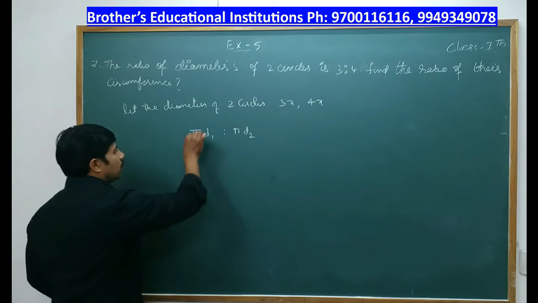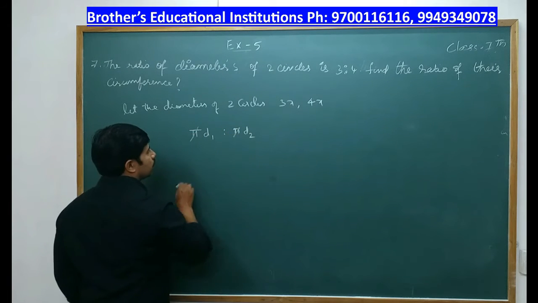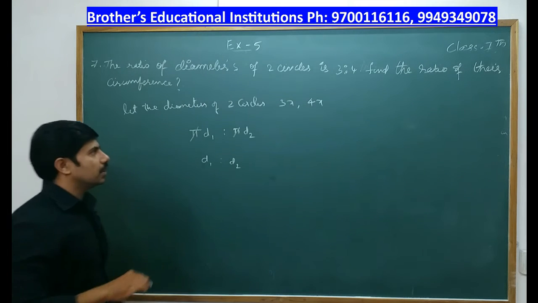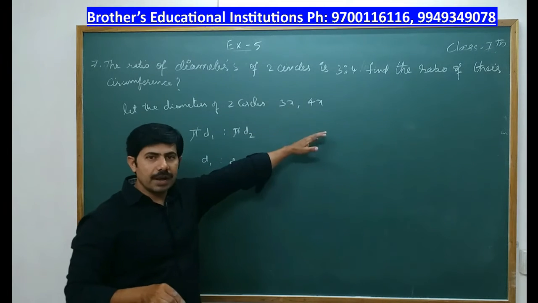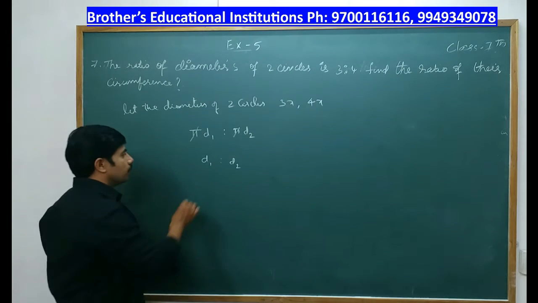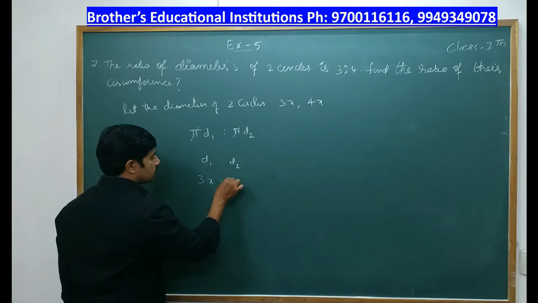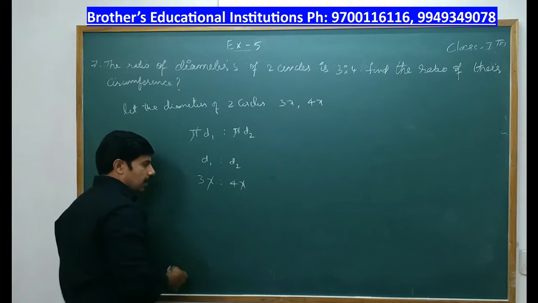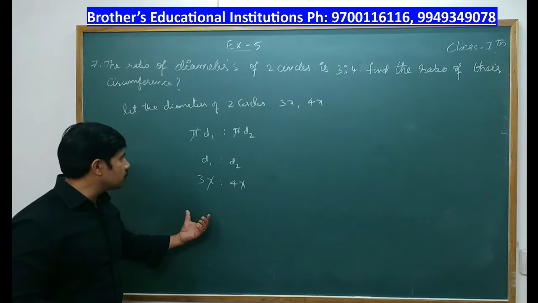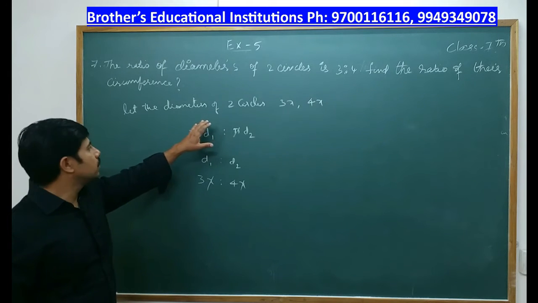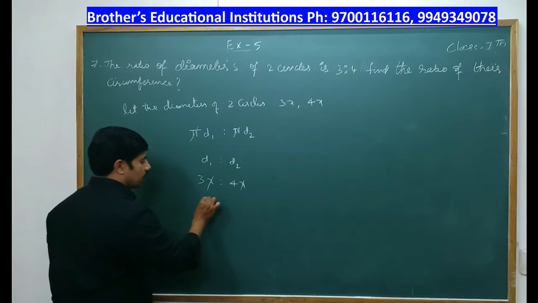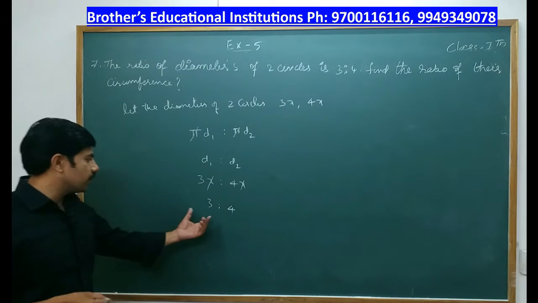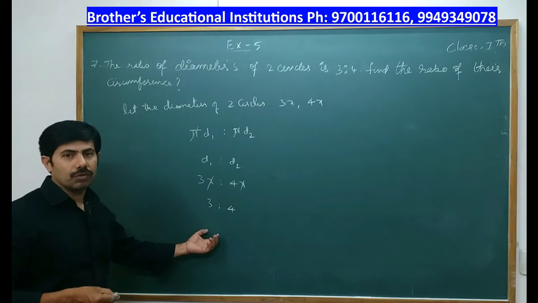Now here we can eliminate pi and pi. d1 is to d2. d1 is the diameter of the first circle, that is 3x. d2 is the diameter of the second circle, 4x. So we write it as 3x is to 4x. So x can be eliminated. Whatever ratio we get is nothing but the ratio of their circumferences. So the ratio of the circumferences is 3:4. That's all.